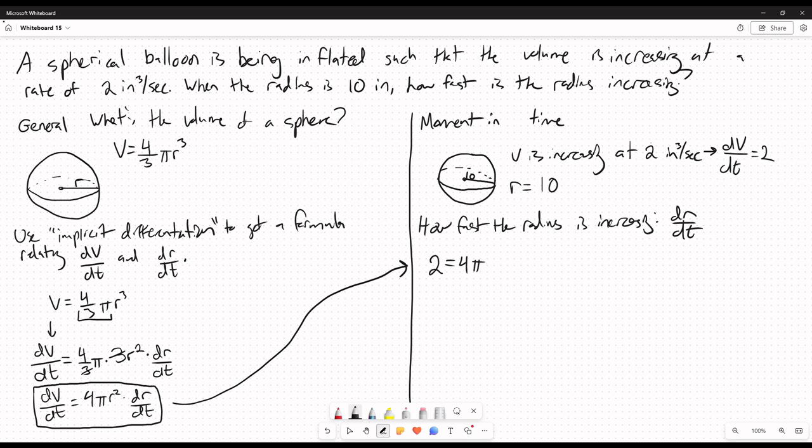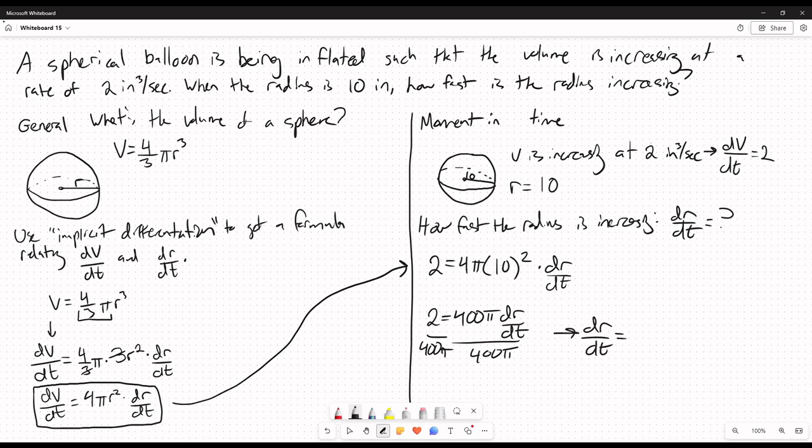Then we have 4 pi, and we know that r equals 10. We're trying to solve for dr dt, which we don't know yet, but it's not too bad to solve for. We can write this as 2 equals 400 pi times dr dt. I just need to divide both sides by 400 pi, and what we get is that dr dt equals 2 over 400 pi inches per second. Looking at my units, my rate of time is seconds and my length is inches. And of course, we can simplify that to 1 over 200 pi inches per second. That would be my answer.